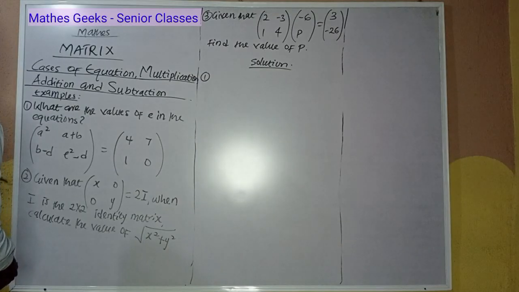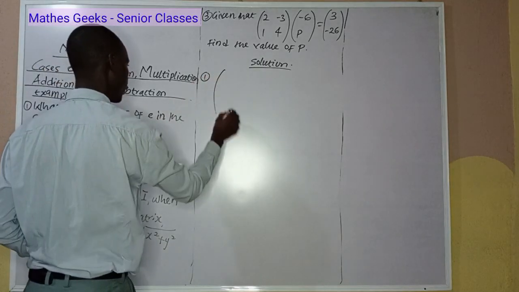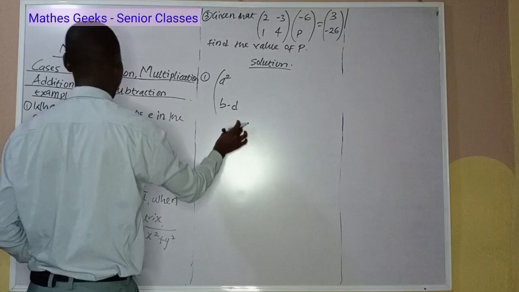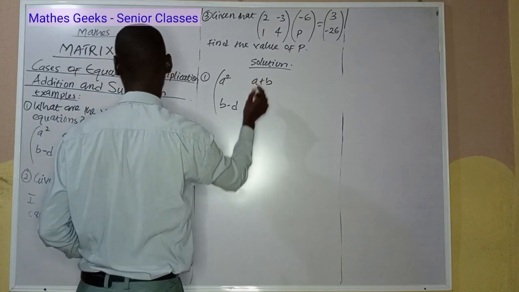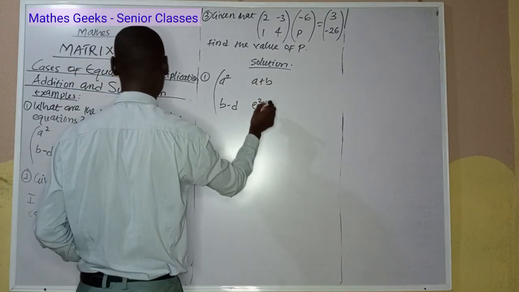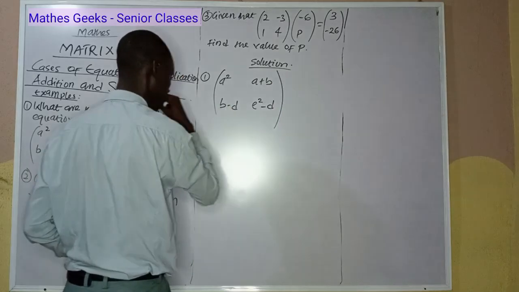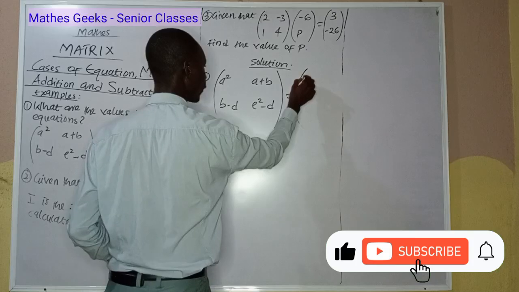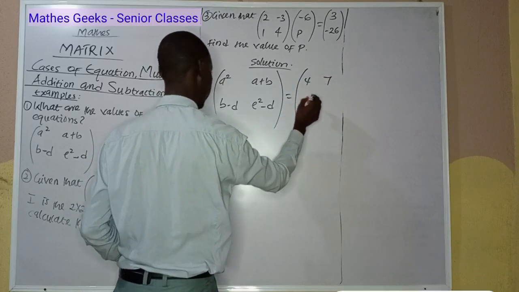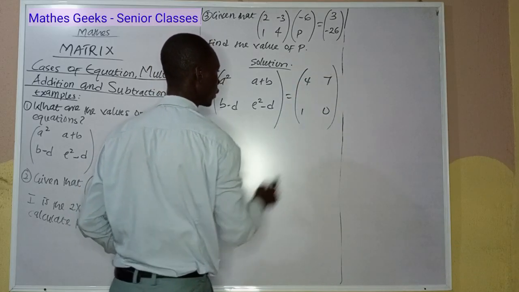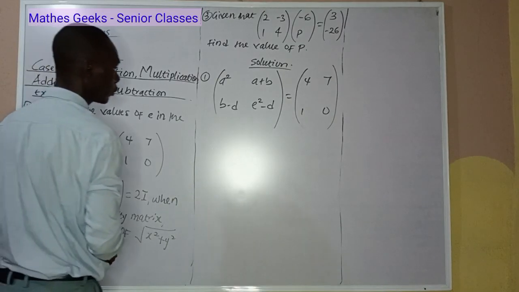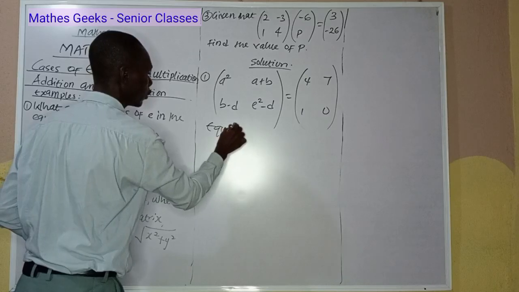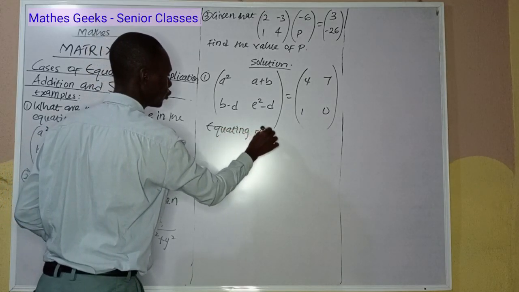What are the values of e in the equations? The matrix with entries a squared, b minus d, a plus b, e squared minus d equals the matrix with entries 4, 1, 7, 0. So let's equate rows or entries.